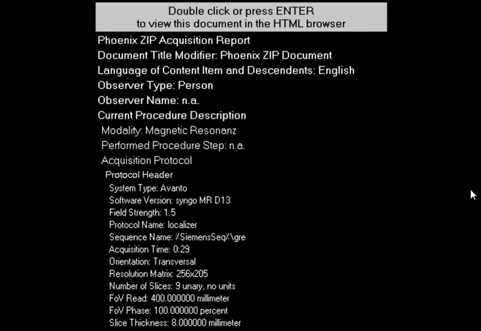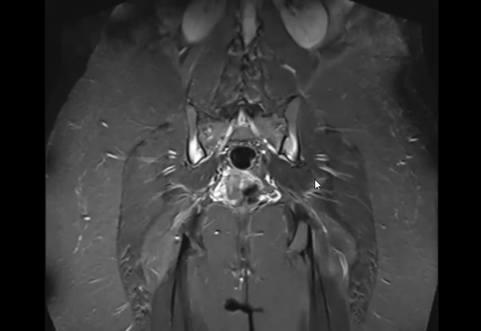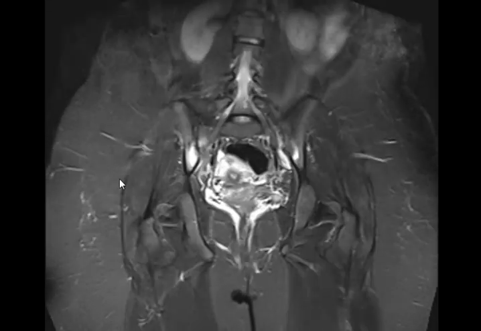Anyway, so let's start. This is a 26-year-old female patient complaining of low back pain. Long duration. Good. Yeah. Speak as you scroll. This is what?